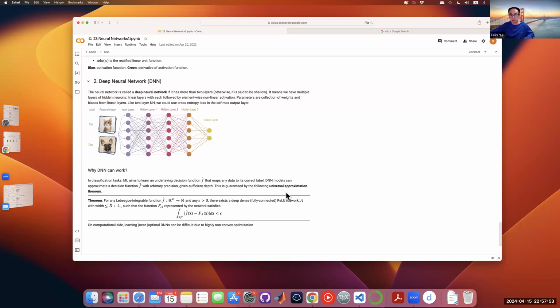This is guaranteed by the universal approximation theorem, which says that for arbitrary Lebesgue measurable and Lebesgue integrable functions, you can pick an arbitrary precision epsilon. Then there will exist a fully connected deep dense ReLU network with depth and width less than or equal to D plus 4, such that the network's output functions satisfy that the error is sufficiently small in some sense.